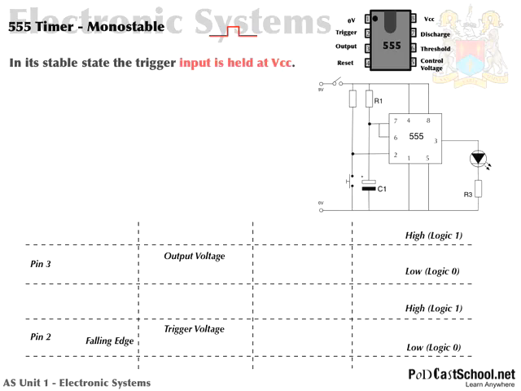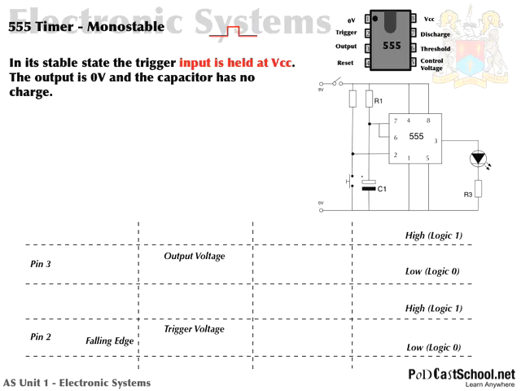Okay, so let's have a look at these external components R1 and C1 then. So I've said there that in its stable state, the trigger input is held at VCC. And remember, the trigger input is pin 2. Okay, I've shown you this here, and there it is there. There's pin 2, and that's the trigger input. I've said that the output is 0 volts and the capacitor has no charge.